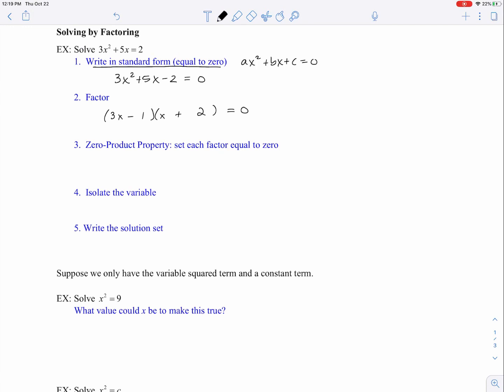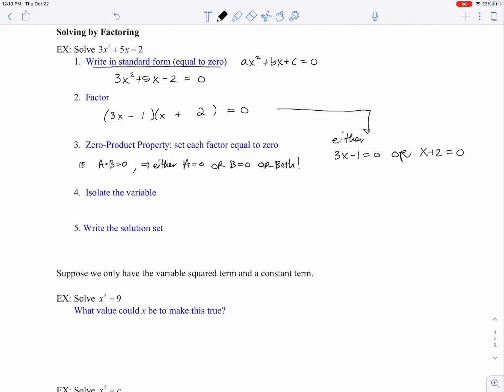Set each factor equal to 0. The zero product property says if you multiply two things together and it equals 0, then either A is 0 or B is 0 or both. And that's what we have here. We have a product. Instead of adding a bunch of stuff together, we're now multiplying two factors together to get 0. So that says either 3x minus 1 equals 0 or x plus 2 equals 0.